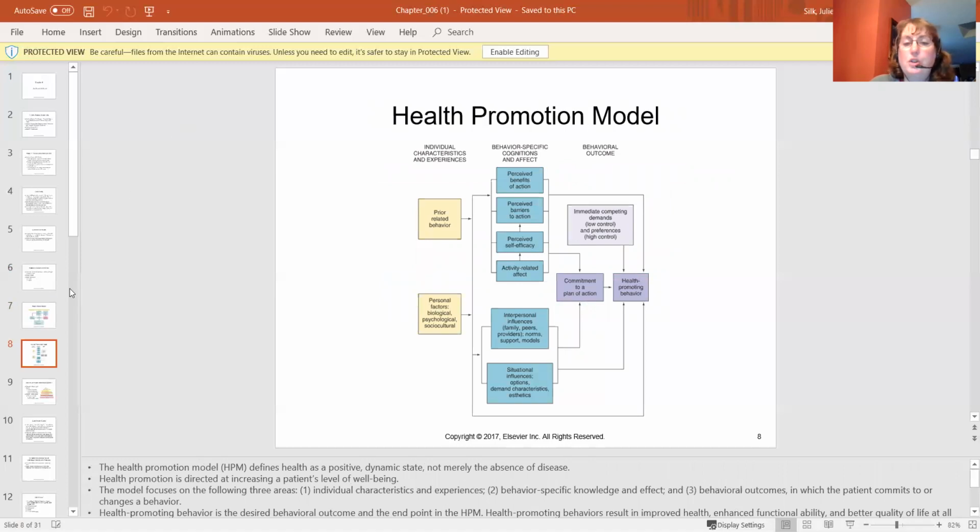Then there's a health promotion model as well. The health promotion model defines health as a positive dynamic state, not merely the absence of disease. This model focuses on three areas: the individual characteristics and experiences, the behavior-specific knowledge and effect, and the behavioral outcomes in which the patient commits to or changes their behavior. Health promoting behavior is the desired behavioral outcome and the endpoint in the health promotion model. Health promoting behaviors result in improved health, enhanced functional ability, and better quality of life.